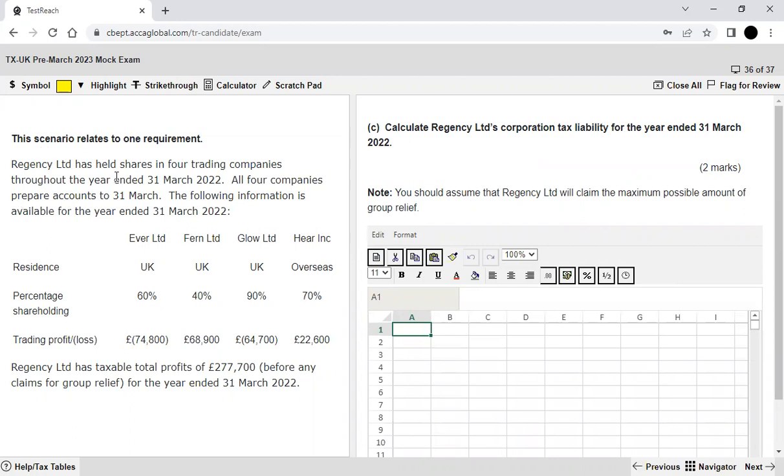This scenario relates to one requirement. Regency Limited held shares in 4 trading companies throughout the year ended 31st March 22. All 4 companies prepare accounts to 31st March. The following information is available for the year ended 31st March 22. Ever Limited 60%, Fund Limited 40%, Glow Limited 90%, Here INC 70%. Trading profit or loss for Ever Limited loss, Fund Limited profit, Glow Limited and INC. Regency Limited has taxable total profits of 277,700 before any claims for group relief.